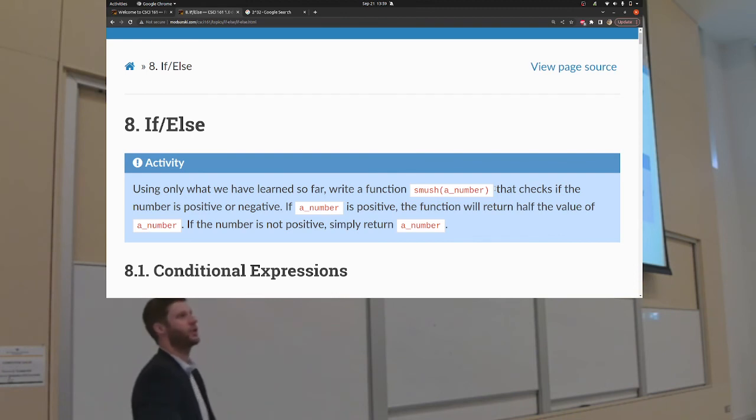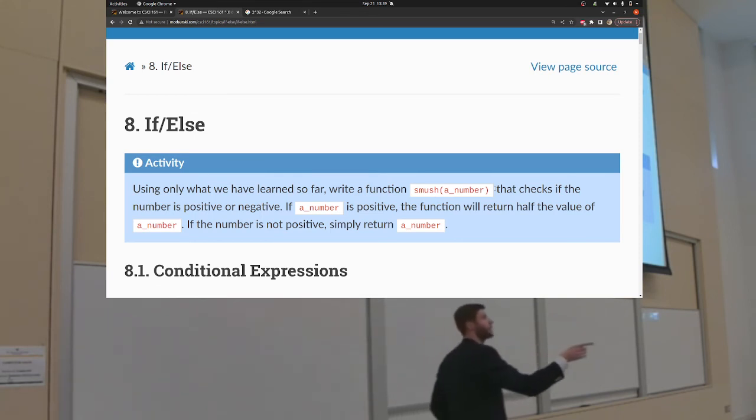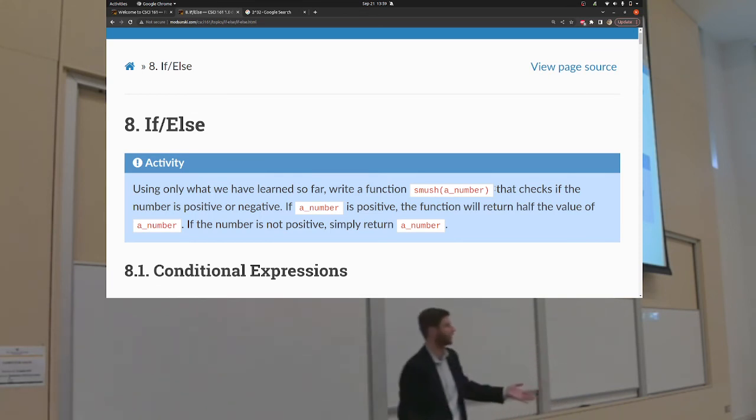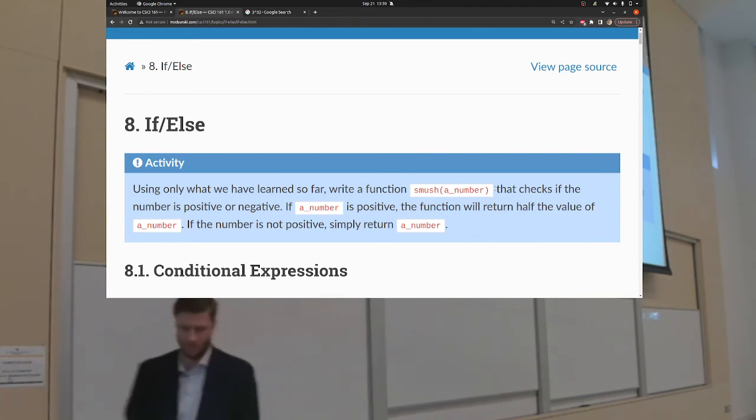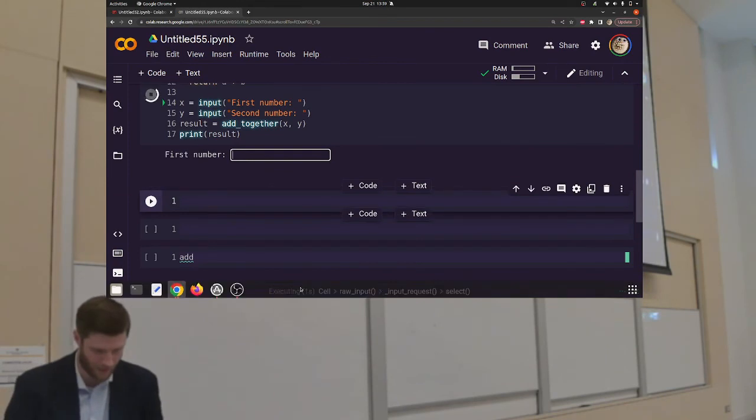Who has a solution? That's what I thought. You can't. You can't do this with what we've seen so far. I mean, we saw the comparison operators, so you can check if a number is less than 0, positive or negative, right?